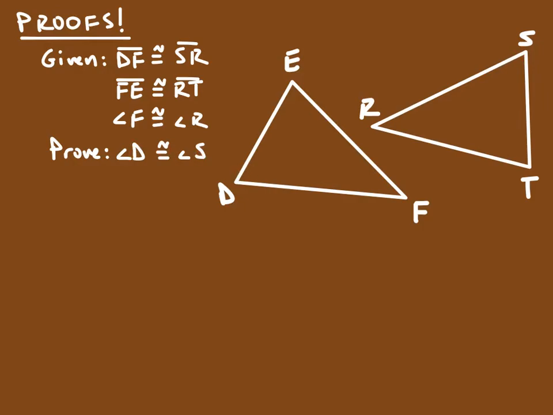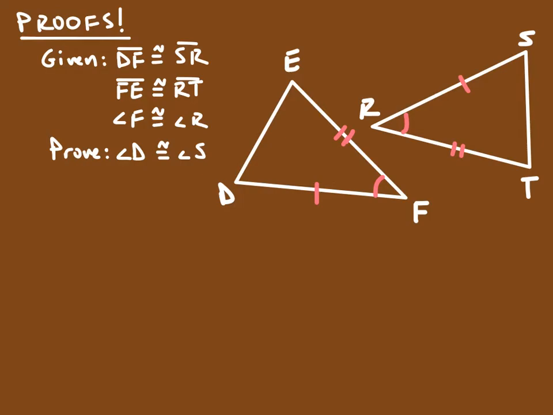All right, so this is a little weird. So let's go through and talk about this triangle here real quick. So what I know is this. Let's label that DF is congruent to SR. For those I'm going to use one tick mark. FE is going to be congruent to RT. That has two tick marks. Then I'm going to come in here and say that angle F is congruent to angle R. That's going to have one arc mark for each.